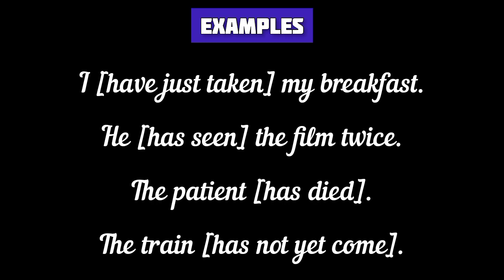The train has not yet come. Here, has and the third form of come, which is also come, is the present perfect tense. So we understand that in these sentences, have taken, has seen, has died, and has not come are all in present perfect tense. So in this way, we are learning to identify the present perfect tense from its structure or form. Have or has and the third form of the verb constitutes the present perfect tense.